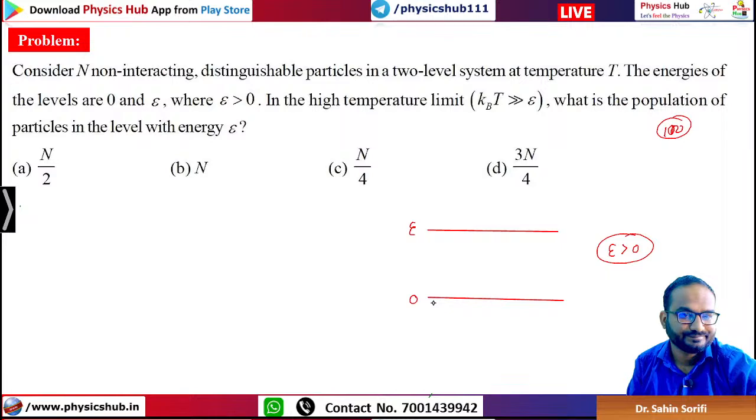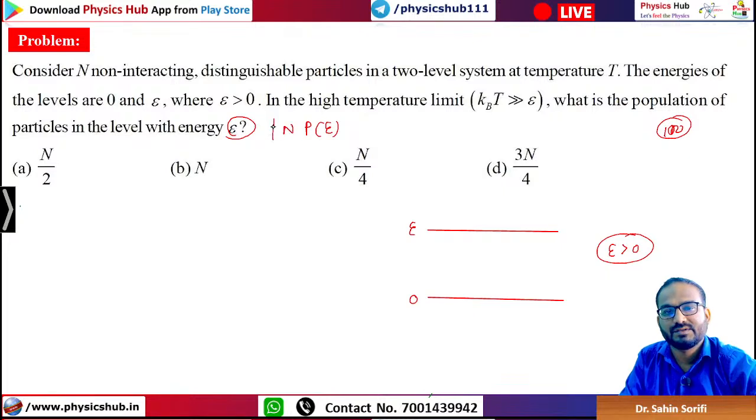Clear? So if you want to calculate the population of the particles in the energy level epsilon, if you somehow calculate the probability for this energy epsilon, then if you multiply with the total number of particles, that will give you the population, isn't it?